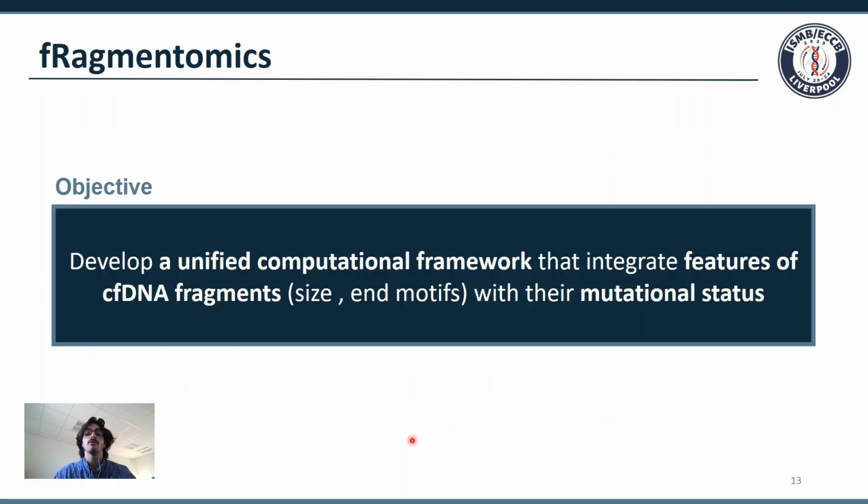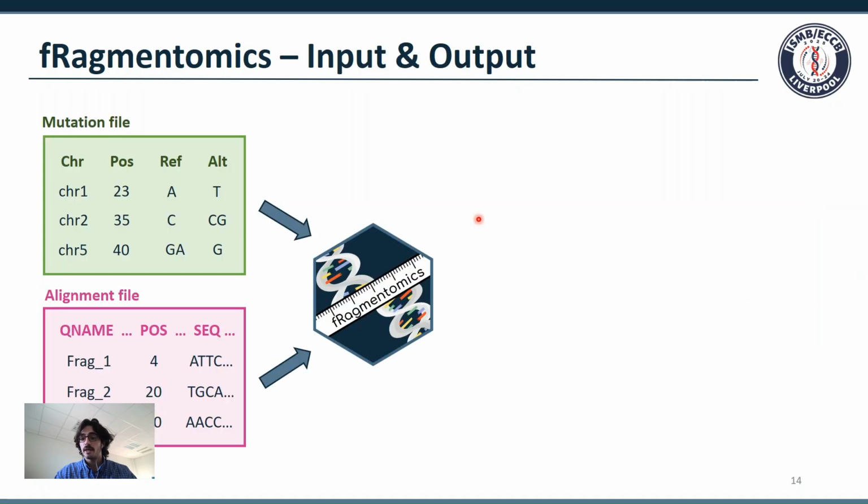This is why we developed fRagmentomics, a unified computational framework that integrates features of cell-free DNA fragments, like size and end motifs, with their mutational status. To start using the package, you need two main inputs: a mutation file and an alignment file. The mutation file lists the specific mutation you want to investigate. The alignment file, typically in BAM format, contains the sequencing data for your sample. You can search for both single nucleotide variants and indels.